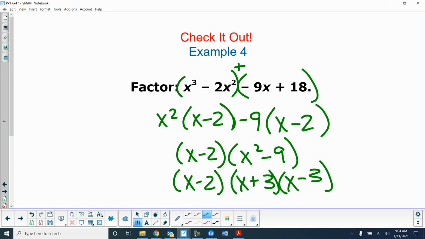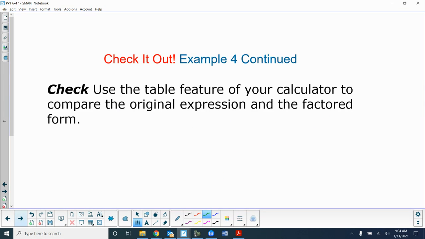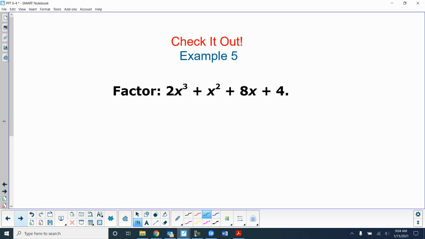Everly, did that make sense? You forgot your negative, I think, when you wrote it, in front of that 9. I just couldn't see it, it was really light. Again, that's just the check.